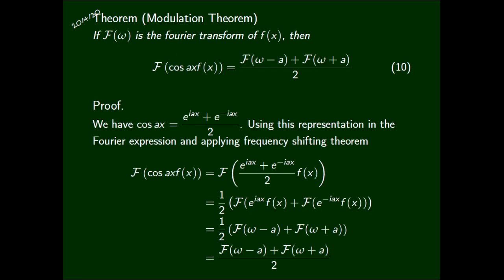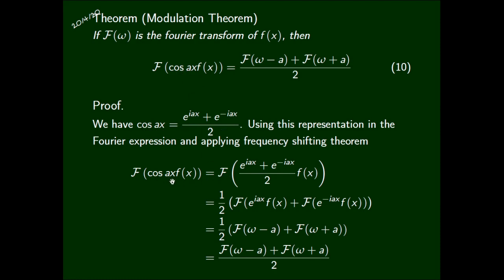The next property is simply an application of the shifting theorem, that is the modulation theorem. If f bar of omega is the Fourier transform of f of x, then the Fourier transform of cos ax into f of x is equal to f bar of omega minus a plus f bar of omega plus a, by 2. This is actually a mean operation, and it is called a modulation operation in signal theory. Here we write cos ax in terms of exponential functions: cos ax equals e raised to iax plus e raised to minus iax, by 2. Using this representation, I get a simplification.